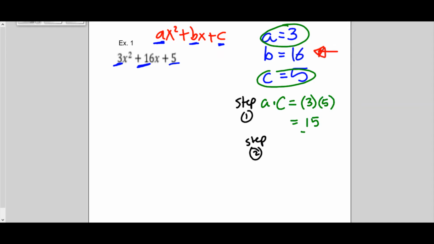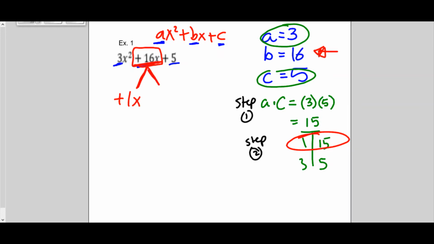So let's go ahead and list the factors of 15. They're 1 and 15, and 3 and 5. Which of those adds up to 16? 1 and 15 add up to 16. So we're going to use those factors to split up the 16. This is why they need to add up to our b. So I'm going to split up the 16x as positive 1x, because the 1 is positive, and positive 15x. So notice if I add 1x plus 15x, I get back my 16x.